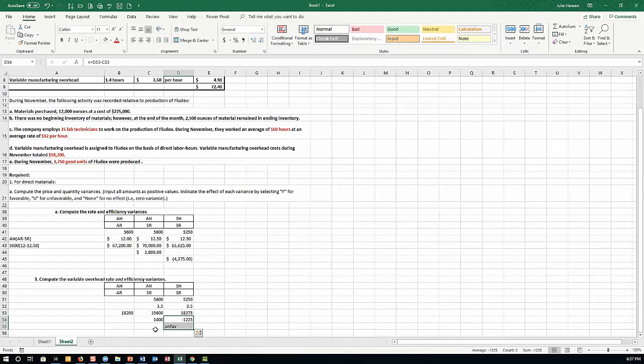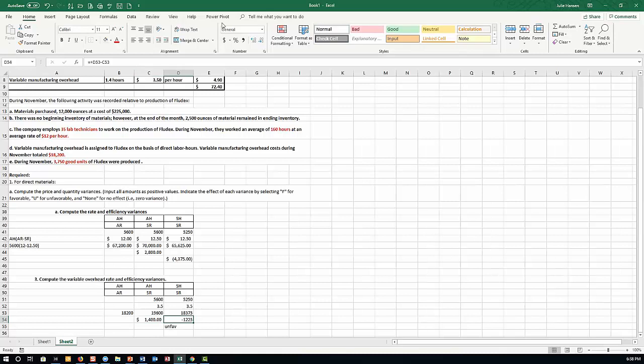efficiency variance. That's my efficiency variance, the difference between here and here. Whereas this is my price or my rate variance, the difference between here and here. Why do I know that? Because there I use my actual rate, here I use my standard rate. So I'm comparing the difference between actual and standard. That's how I come up with this variance right here.